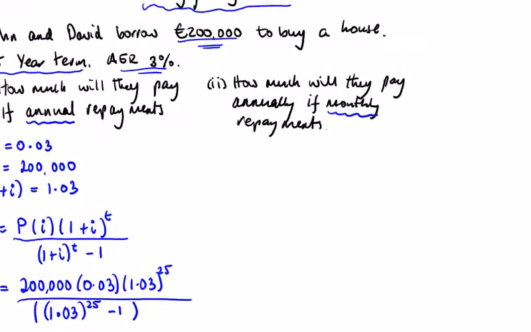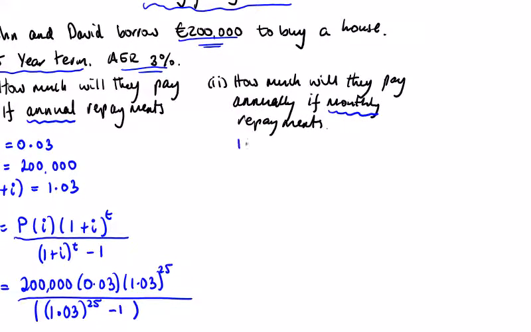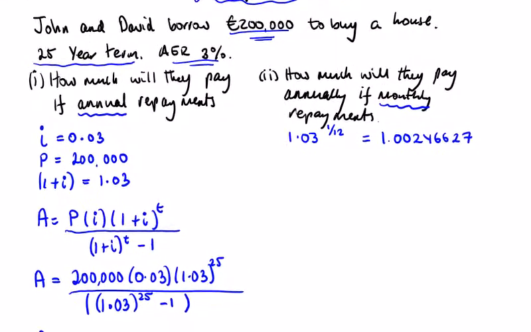Now what about monthly? We have this 3%, but it's 1.03 to the power of 1 over 12, which is the same amount that we had in Financial Maths 4, the same percentage. That's going to give me 1.00246627.